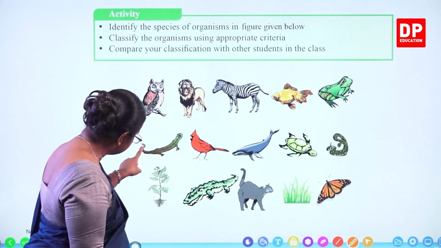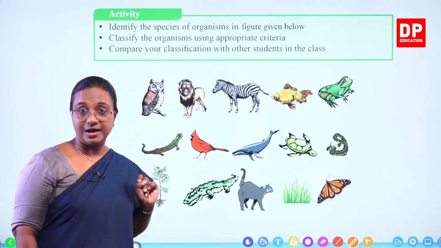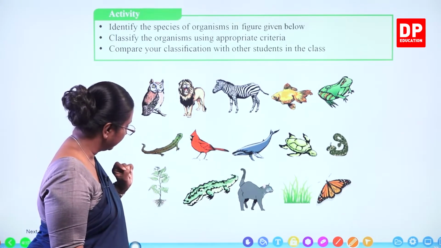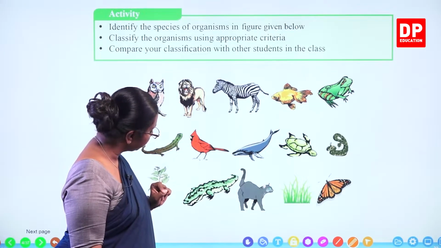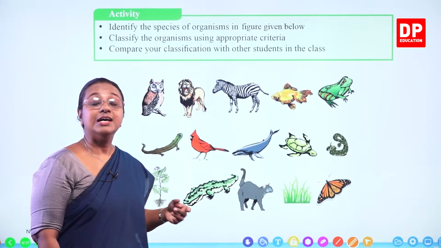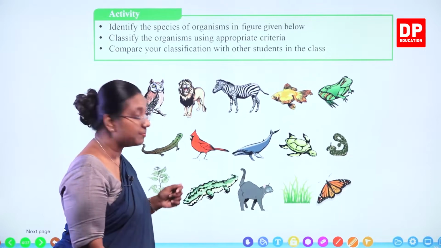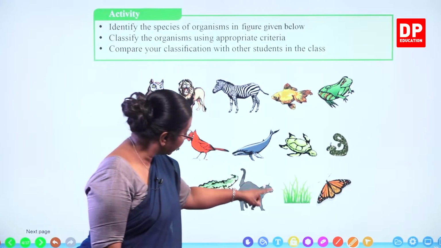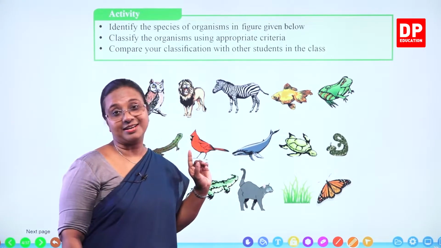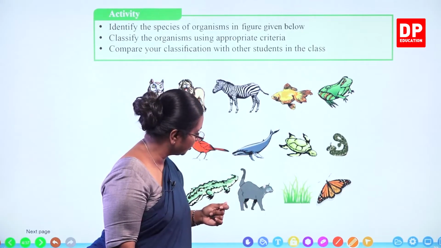So we can consider this to be a Cupamania plant. A small one, a plant. Then the next organism, you're familiar with that. A crocodile. Again a type of lizard. Then here you can see this is a cat. Very common, we have in the households also.